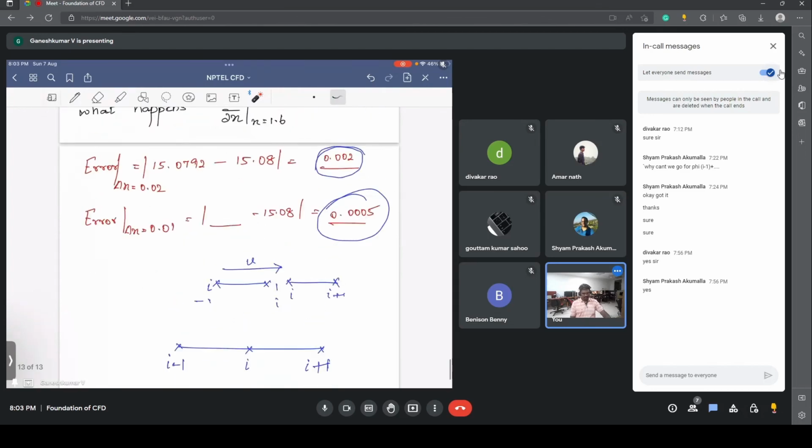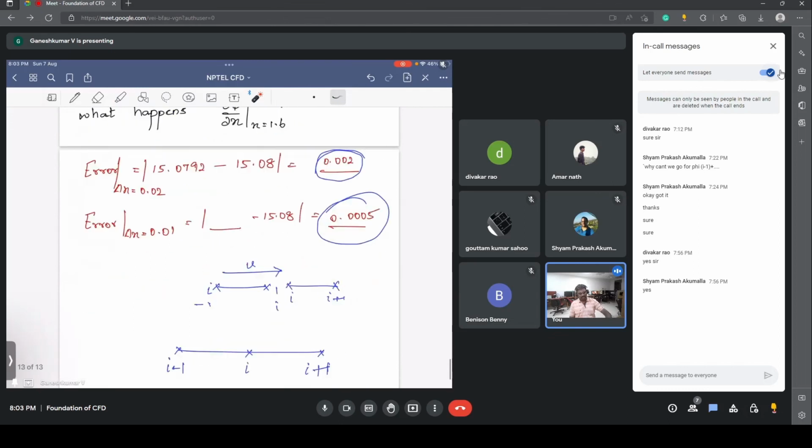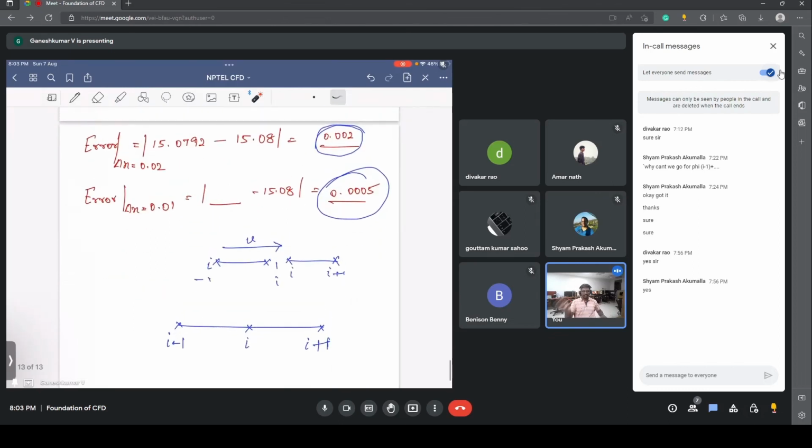The order, I see. Because in the graded assignment you are going to have a few schemes, and you need to find which scheme it is and which order it is. For that, you need to know. That's why I thought I would show you some examples. Yes, sure, we understood. Thank you.